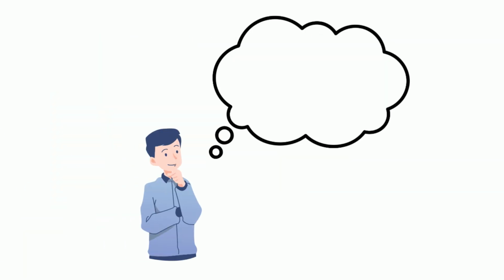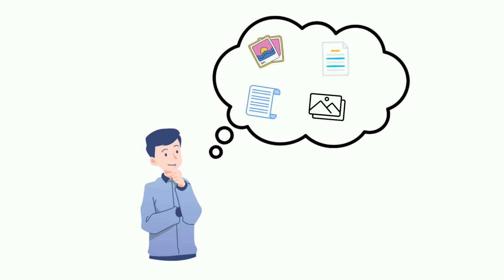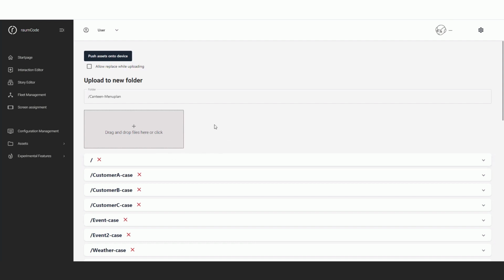Before you start with the actual creation of the story, you should have your images and script ready. For this tutorial, we will create a simple example of a canteen menu plan. First, we need to put all our images into the Assets Media Store. Simply create a folder and then upload your files.